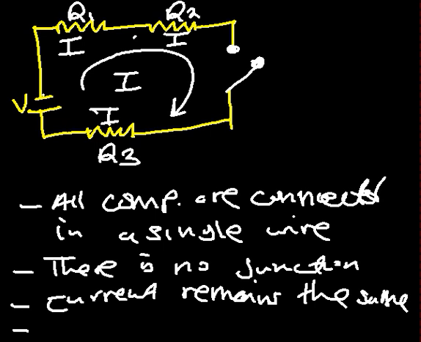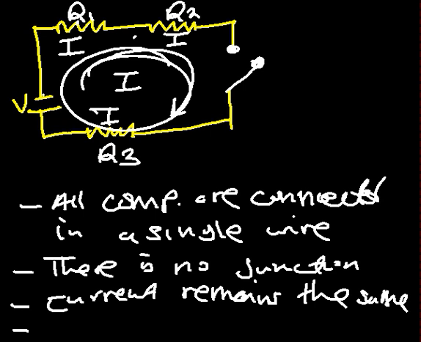And finally, you have to understand that the voltage is what is shared across the circuit. Which means this point has its own voltage, and this point also has its own voltage, and this point also has its own voltage. So in other words, in the series circuit only the voltage is shared, but the current remains the same.